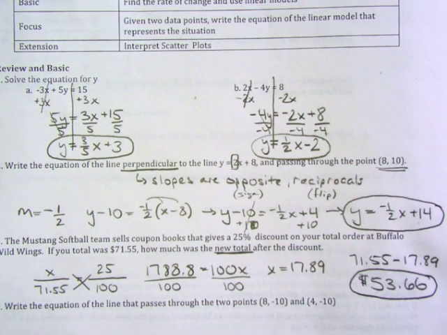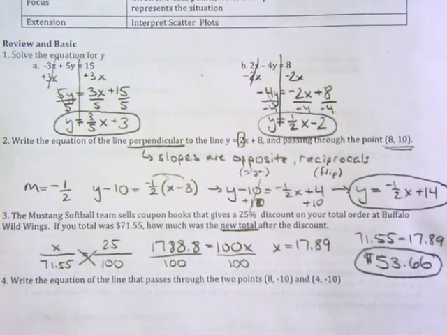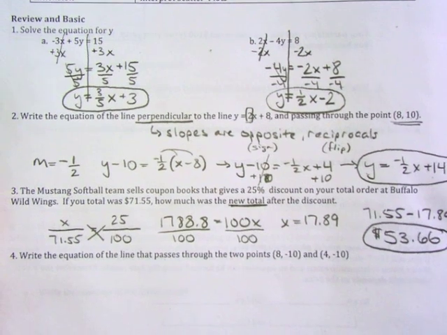Okay, be careful to read these problems carefully so that we know whether the question's really asking for just the discount or what the new total would be. And then as we continue on, we're writing an equation of a line again. So we've gone back to our more recent material. This is our Unit 4 material.